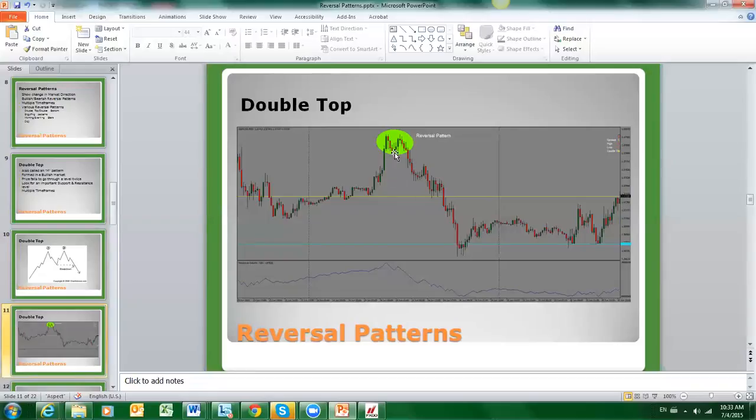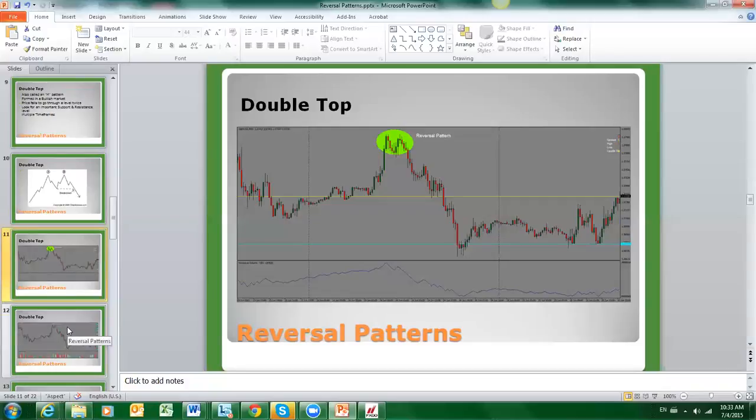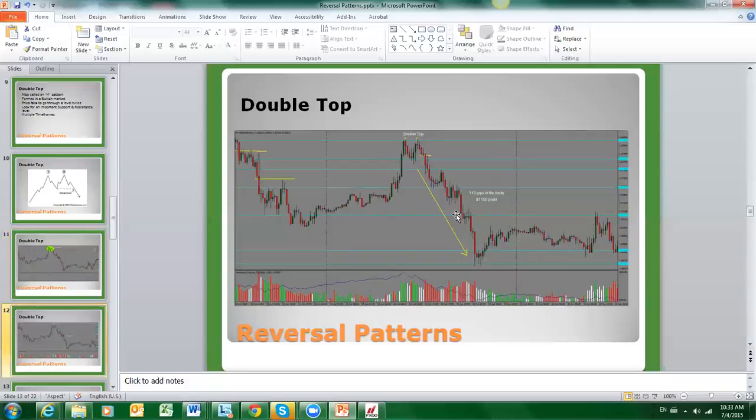And if you look at these little candles here, where you see the pins, there's a pullback, and then the price goes down. Let's look at another example. Again, this is a double top pattern. There were 115 pips in the trade, and each pip on a standard lot is $10. So you're looking at $1,150 in this particular trade, and that's on just one day. This is a 15-minute chart.